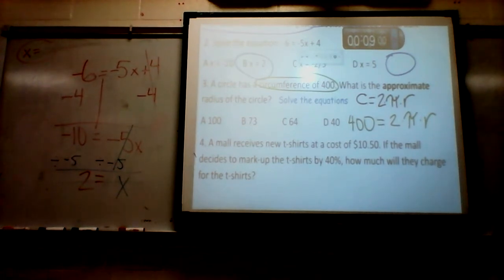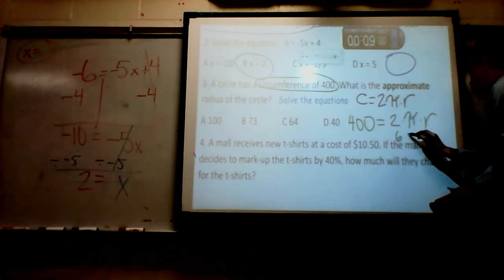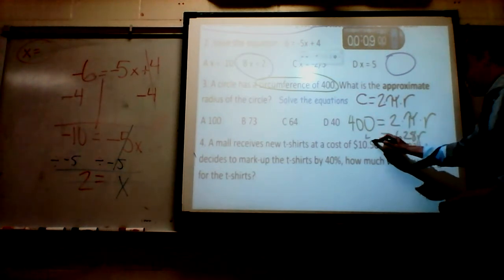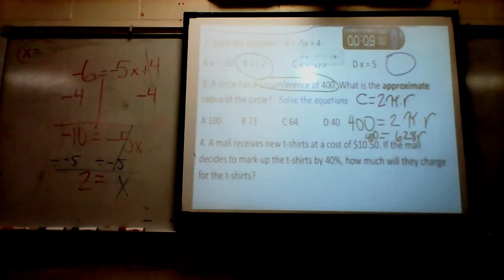In this problem, we are trying to solve for the radius, the variable r. The first thing that we should do is use our calculator to multiply 2 times pi. We get about 6.28. So 6.28r is equal to 400. Now to solve for that variable, the r, we divide each side by 6.28.